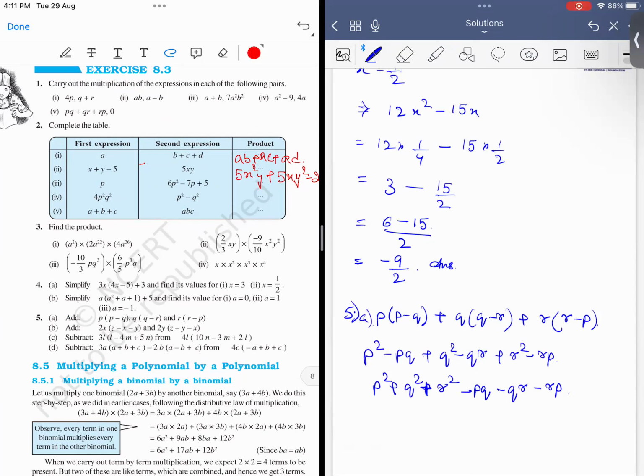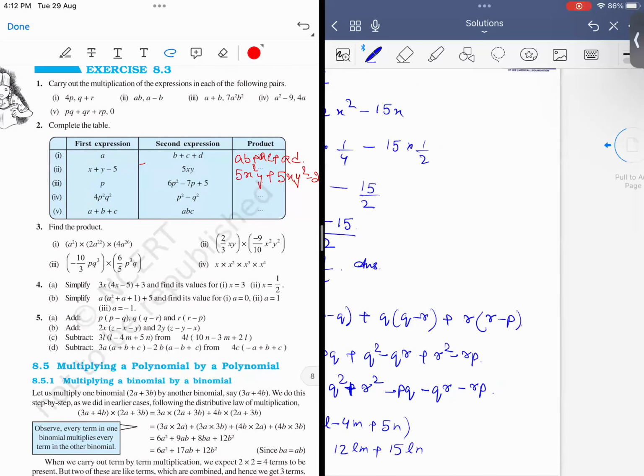And let's look at C part. It is saying subtract this expression, that is the first expression, from the second expression. So we have to simplify both of the expressions first. So simplify, that is 3l into l minus 4m plus 5n. First simplify it. So it will be 3l square minus 12lm plus 15ln.